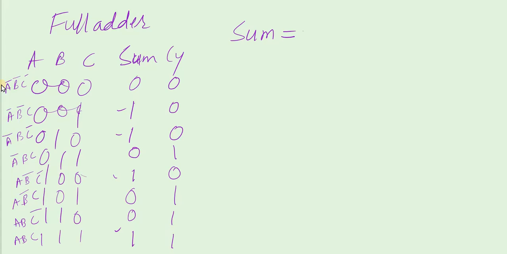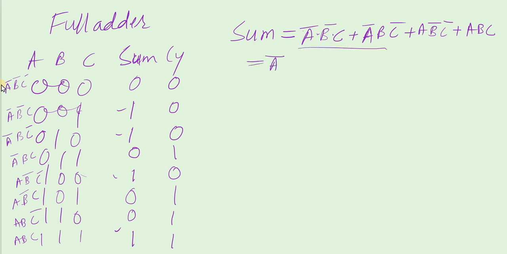For sum, we will take the values as a bar, b bar, c plus a bar, b, c bar plus a, b bar, c bar plus a, b, c. This is the equation for sum. From the sum equation, we can take a bar common here. Then a bar becomes b bar c plus b c bar. And when you take a common from this, we get b bar c bar plus b c.